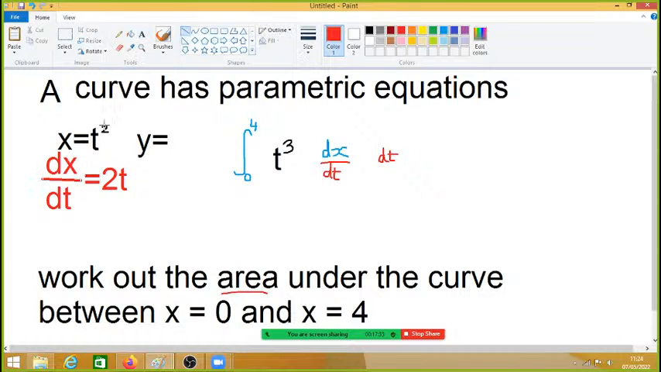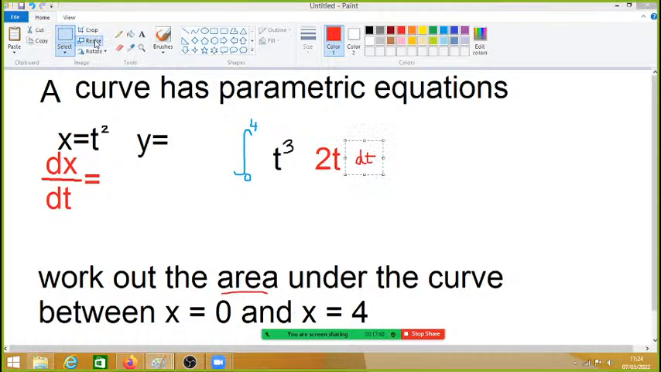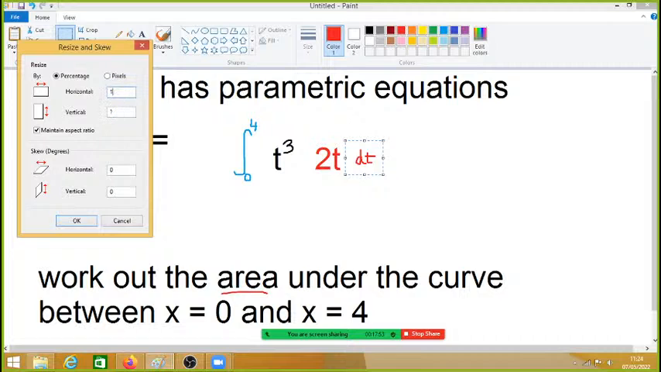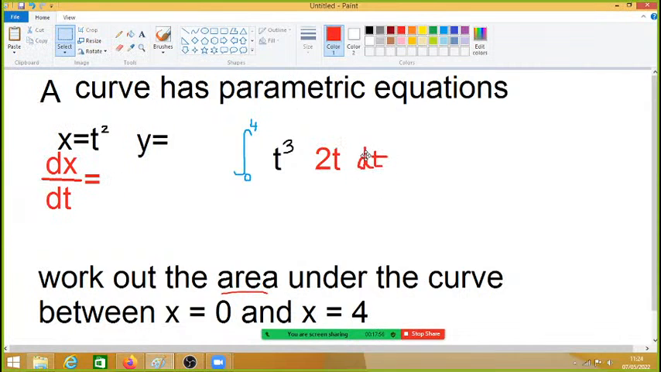So then 2t can go over here. And then the last dt just stays as it is because it's just saying that now we're integrating with respect to t. Okay, good. And then we just want to do two more things. One is to do with the numbers, and then one is what we always try to do when we're integrating. Just try to make it as simple as possible.